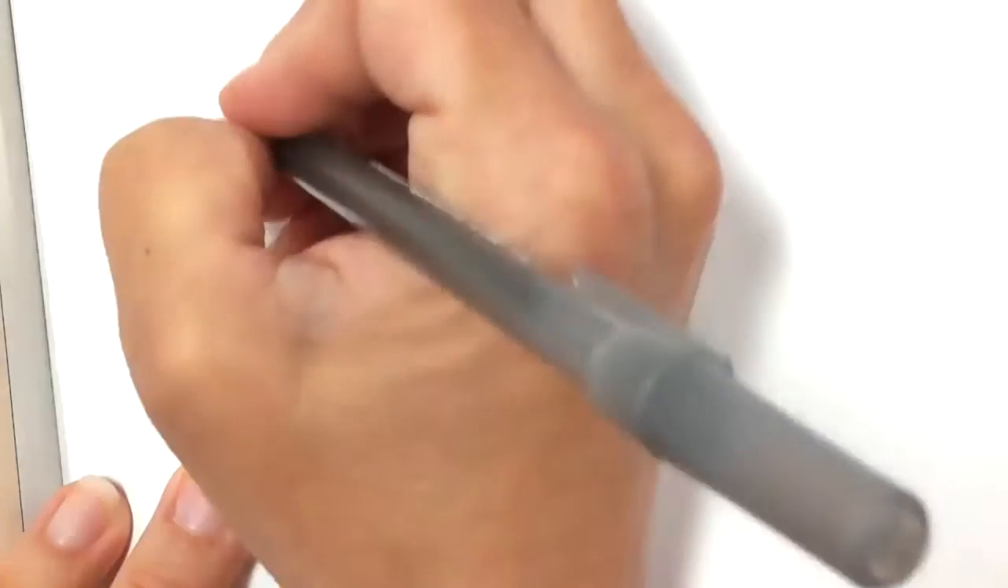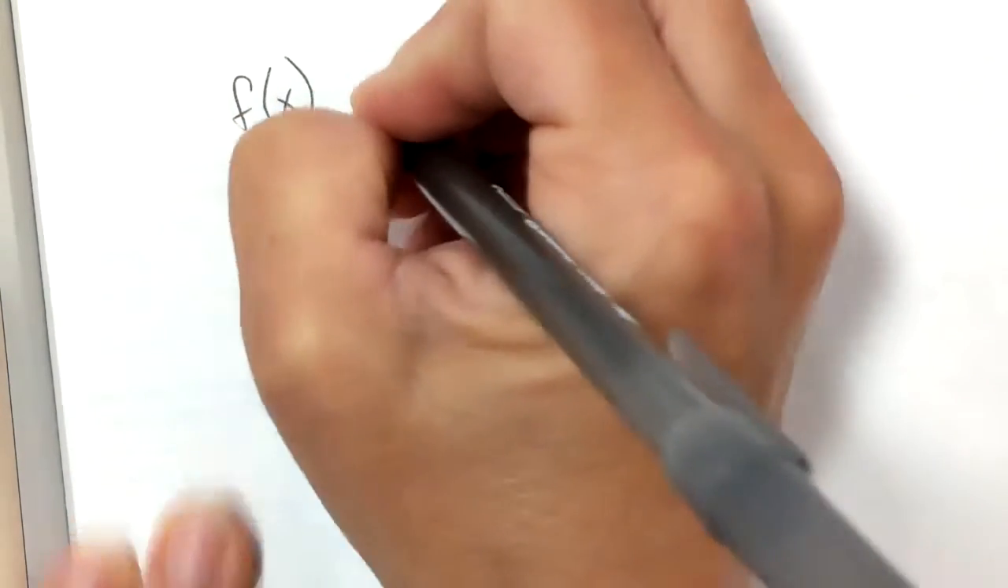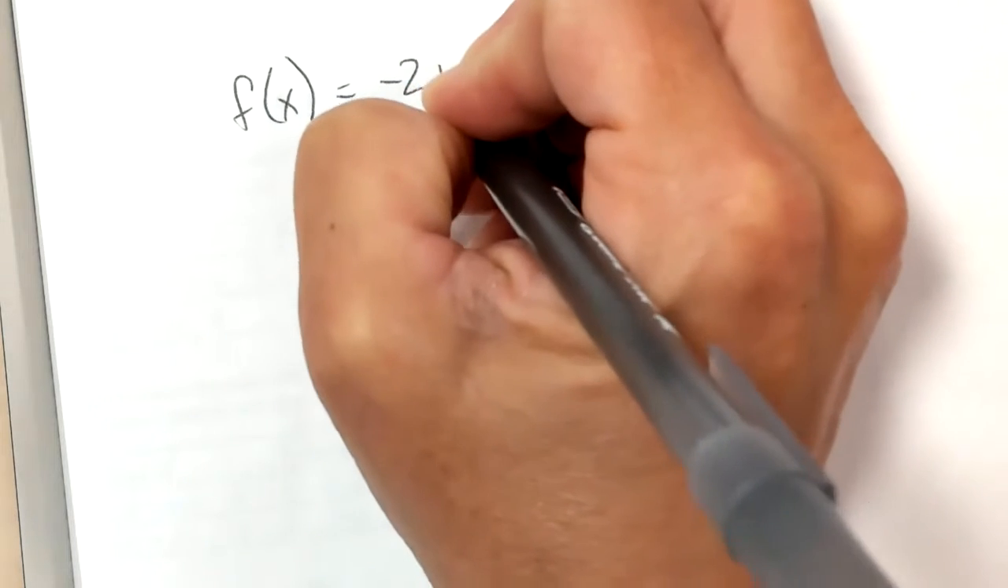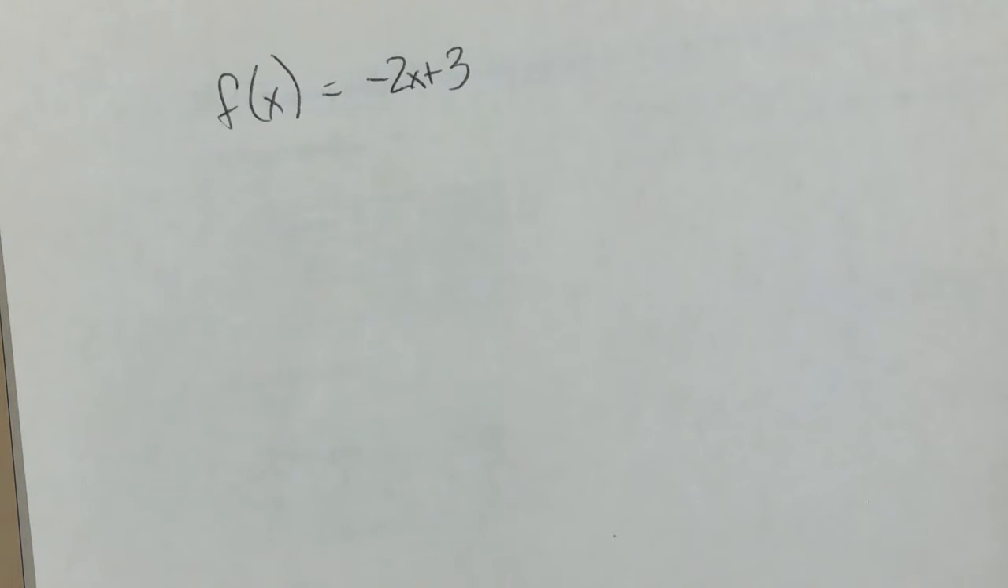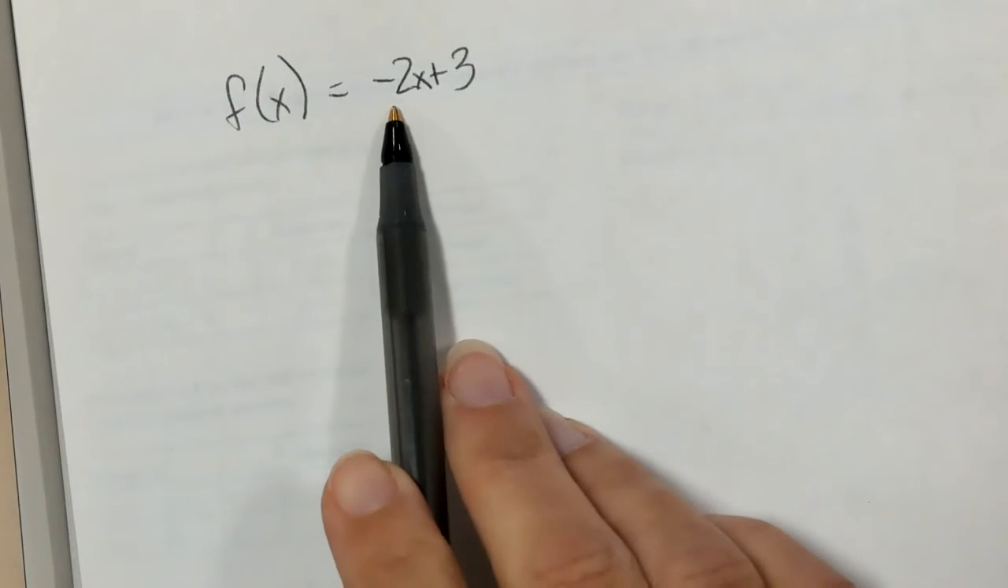So if you want to write an equation of a line that's parallel to another equation, you're going to start out with something like this: f of x equals negative 2x plus 3. That's our equation, and maybe you need to write an equation of a line that is parallel to this. So let's talk about the parts of this equation first.